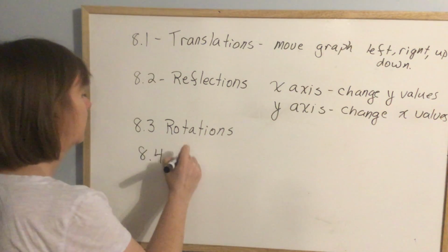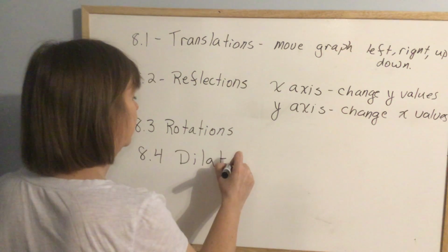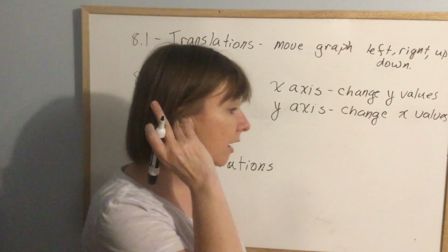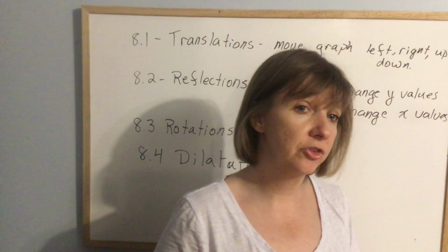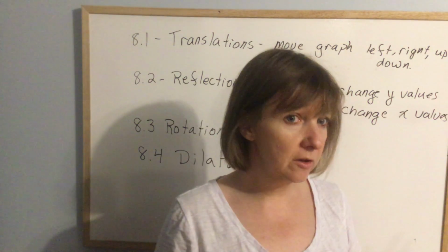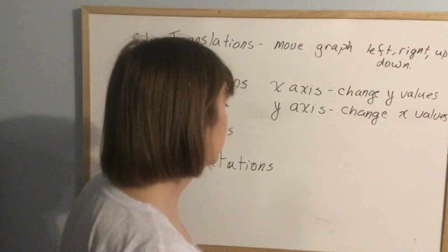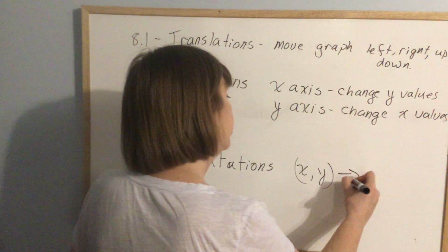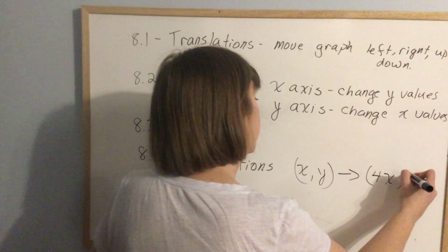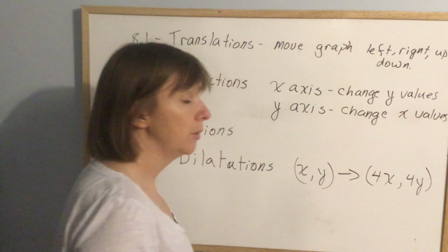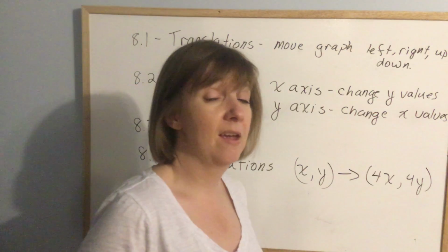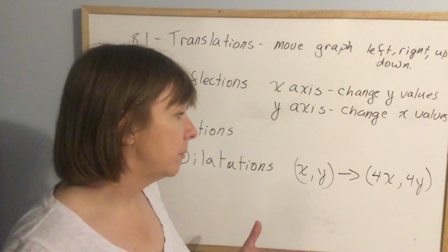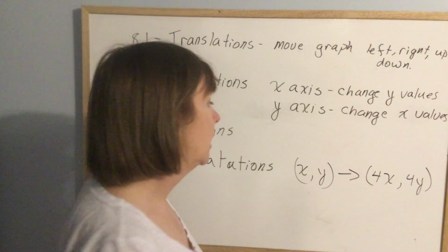8.4, we dealt with dilatations. And that is really either reducing the size of a shape, making it get smaller, or enlarging the size of a shape, making it get bigger. And that really was done with a mapping rule. So if this was your mapping rule, that would mean that you would multiply all of your x and your y values by 4. And so whatever shape you had would get 4 times bigger.